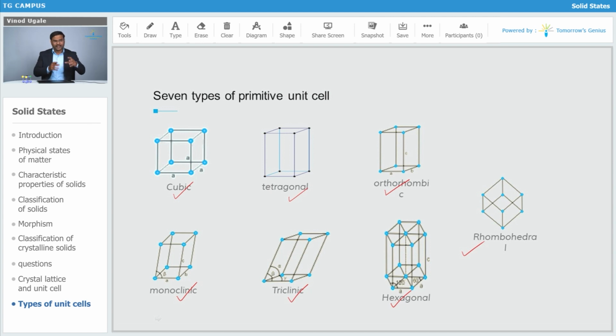Now here we are considering only primitive unit cells, correct? But we know that the types of unit cells are 4, that is simple cubic, body centered, face centered and end centered. So if you multiply these 7 type of crystal systems by these unit cell type, total lattices you are going to get 28.